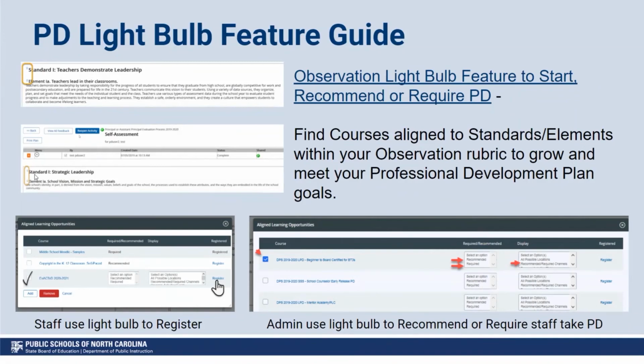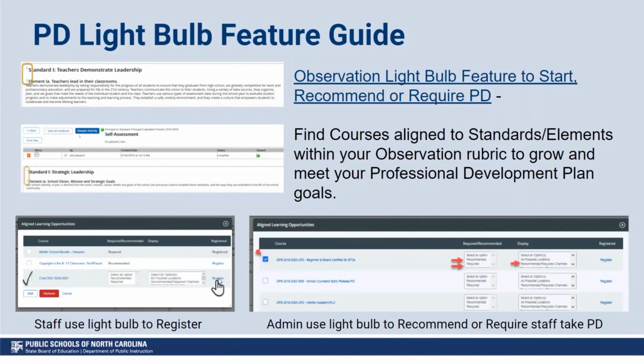So they can also be proactive and go look for courses that have been tagged by our professional development folks that have built out courses for you, and tag them to standards. You just click on the little light bulb. On the left, this is what the staff should do when they click on the little light bulb, maybe because they're trying to meet a goal for this standard or this element. They can see the aligned courses for that element or standard. They can check the box and click register. They can skip the middle area and just go straight and register for the course.